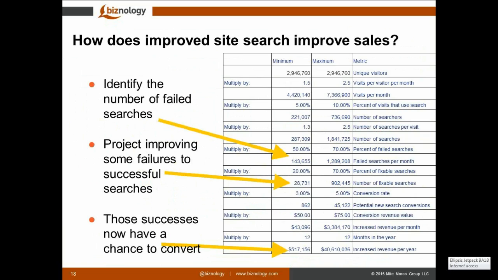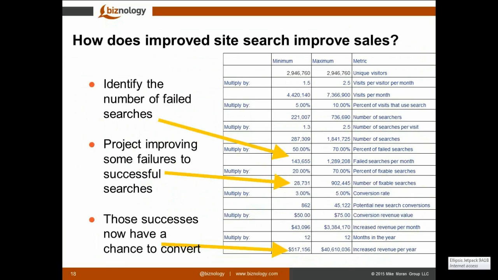And usually, if you haven't done any work on your website search, it's somewhere between 50 and 70%. And so then the question is, well, how many of those could be fixed? And you could be conservative and say 20% of them could be fixed. Or you could be aggressive and say, no, I think we could fix 70% of them. By the way, both numbers are right. It's just a question of how long you want to take in doing those fixes. And then what's your conversion rate on the site as a whole?